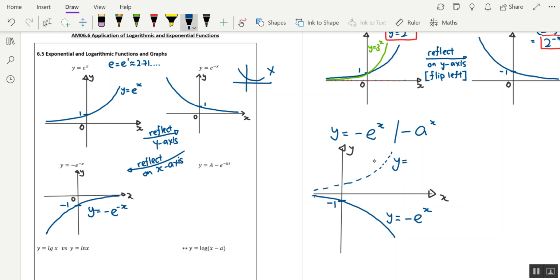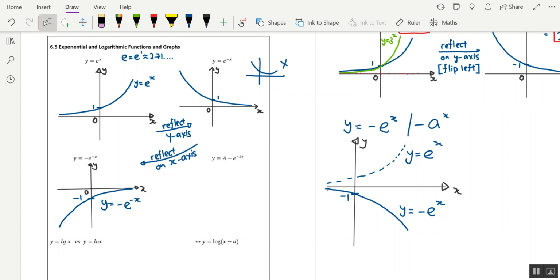Because the original graph looks like this. Okay, this is y equals to e to the power of x. So there is a reflection on the x-axis. All the positive y has become a negative y, and the transformation is actually called flip downwards. Okay, so if you have a negative in front, you flip downwards. If you have a negative to the x, you flip to the left. These are the two basic transformations you need to know.